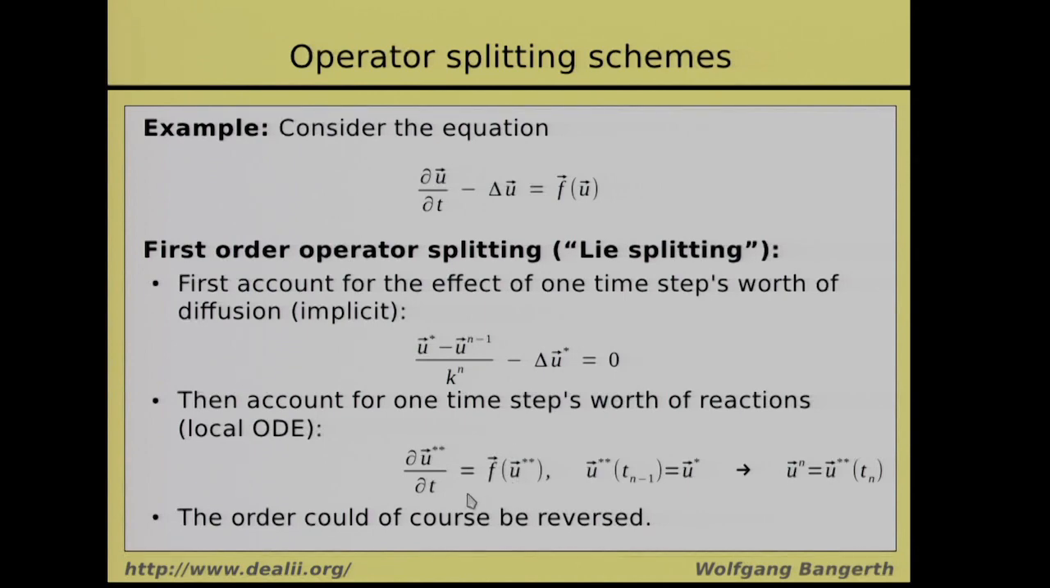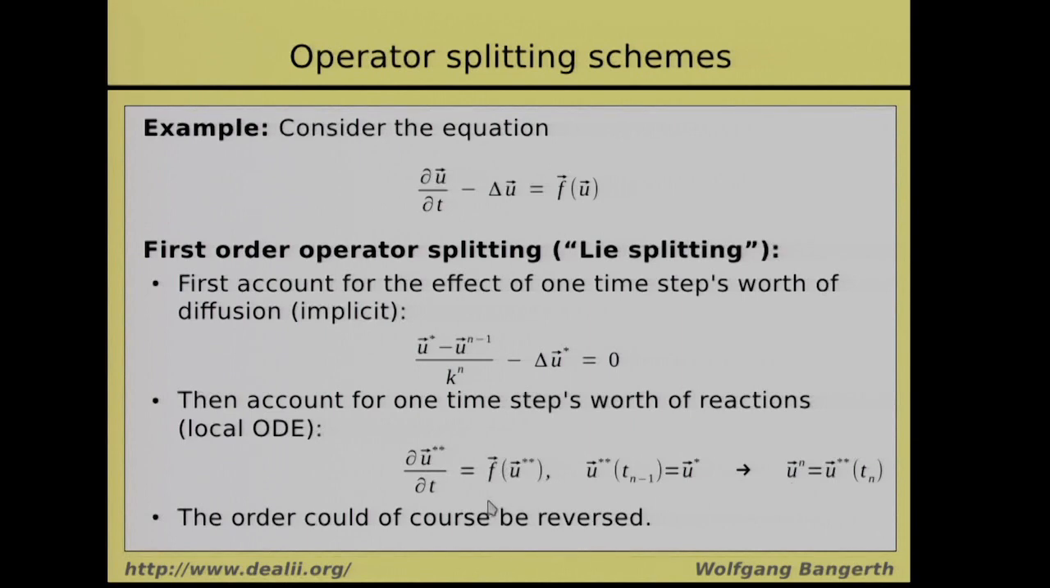But in reality, all I really need to do is solve this ODE from time t_{n-1}. And I'm going to start this at U star. That's the diffused solution, okay? So I'm going to start this at t_{n-1}. And then I integrate this up with my ODE solver up to time t_n. Okay, so my U star star, that's the reaction ODE. I'm going to solve that to t_n, and that's what I'm going to call the solution here. So that's what the Lie splitting would do.